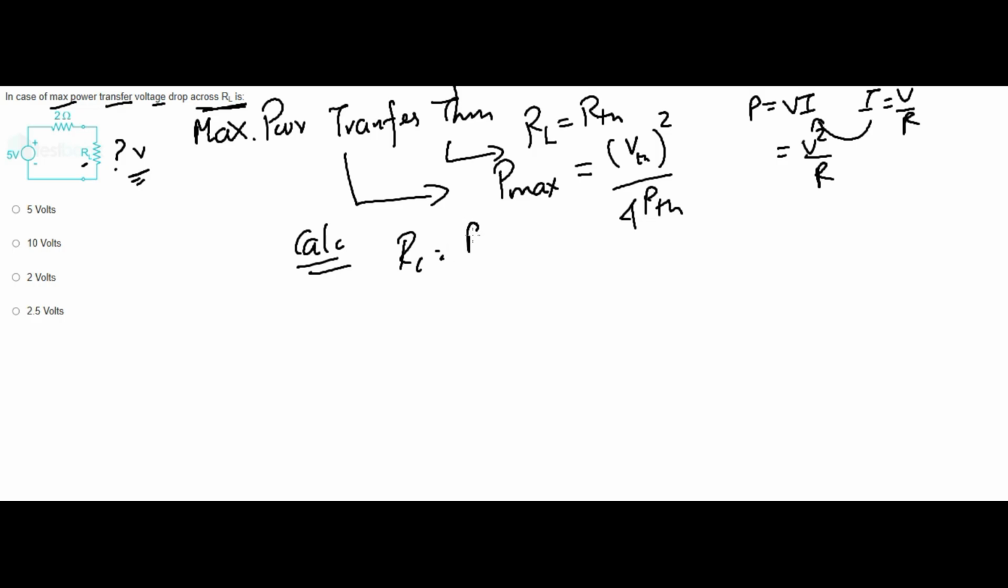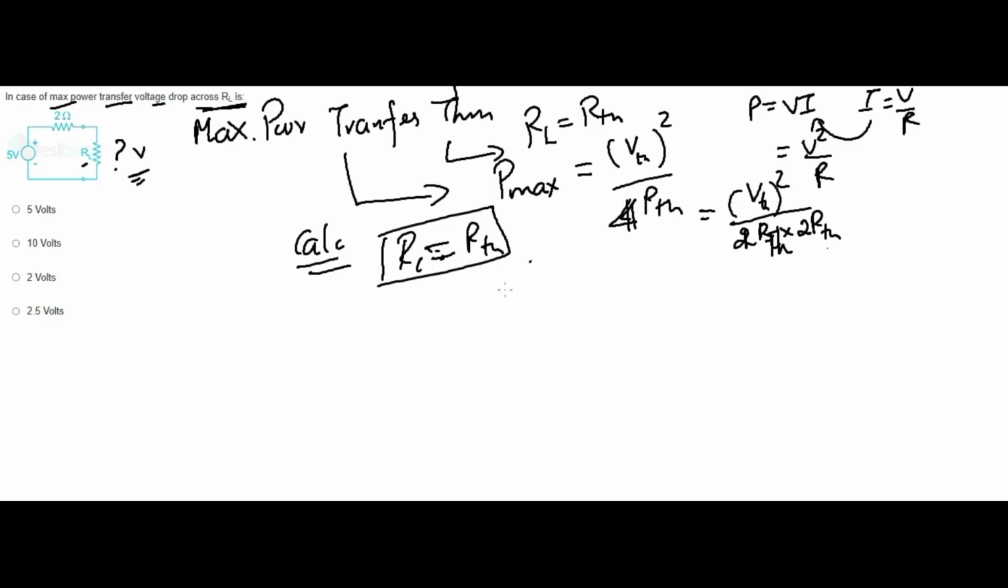Now I go for the calculation. Since R is equal to R Thevenin, you have to take this as 4 R. I can rewrite it as V Thevenin the whole square divided by 2 into RL into 2 into R Thevenin. Likewise, I can take R Thevenin because RL and R Thevenin are both the same. I have already mentioned RL and R Thevenin are both the same.